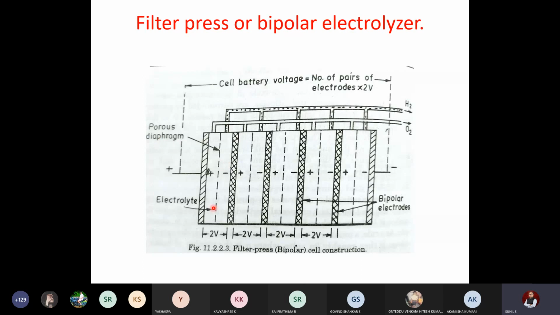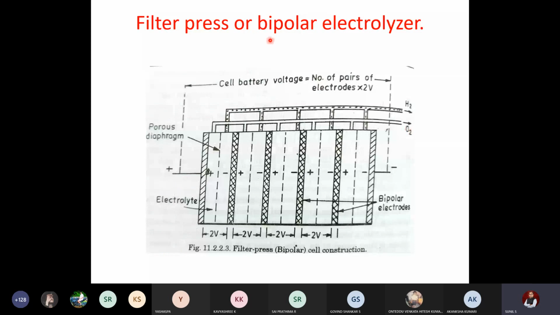As usual, we have a porous diaphragm which allows the liquid, that is the electrolyte, to flow through it, but the gas will not be allowed to flow through it. Otherwise, the working remains the same. There is no change in any working. So this will not allow the gas to flow. All positive terminals are connected to a single pipeline. Negative terminals are connected to a single pipeline, so that the hydrogen and oxygen can be separated.